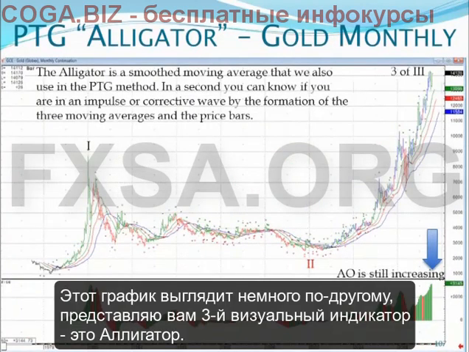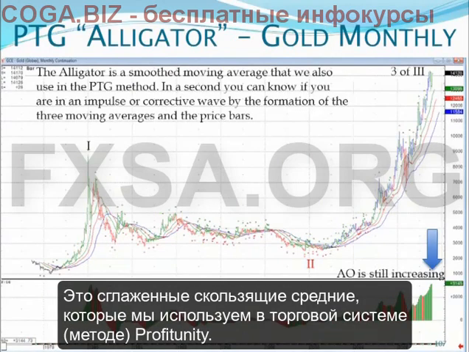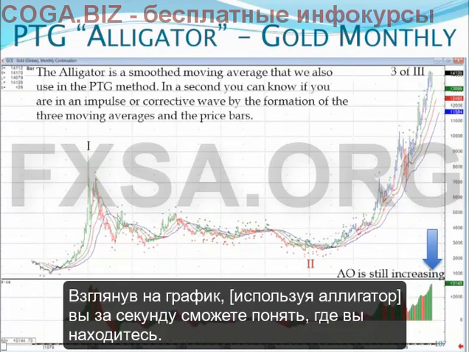Now this chart's going to look a little bit different. I'm introducing a third visual indicator here, and that is our alligator. It's a smooth moving average that we use in the profitability method. Within seconds you can look at a chart and know where you are.